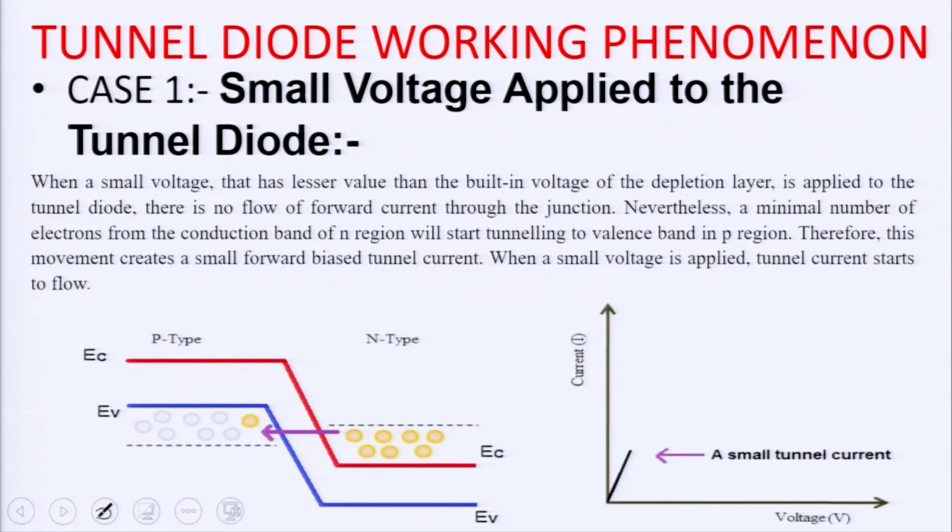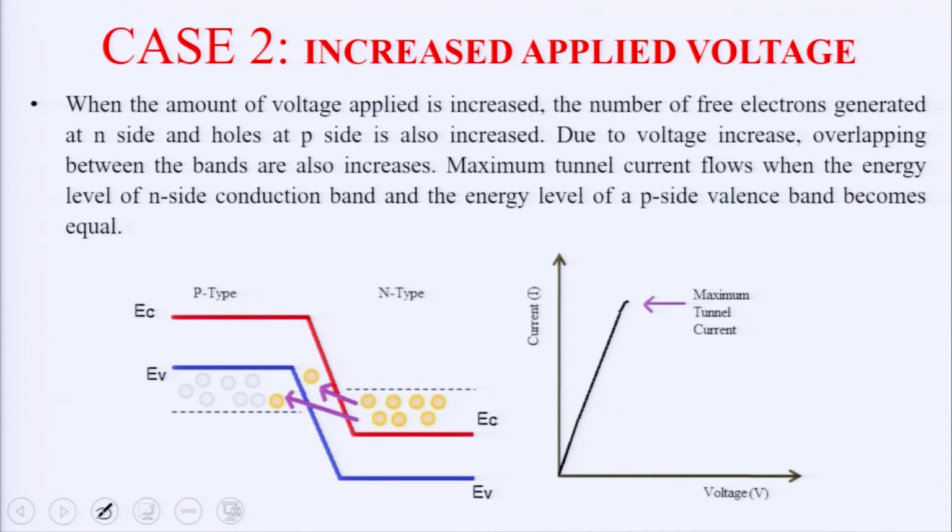You can see in this figure that the upper electrons are at the same level of the valence band. This means this electron will easily move from the conduction band to the valence band of the P type. So, some electrons will conduct so that a small current will start to flow. Now, case 2: increase the applied voltage. Then what will happen?